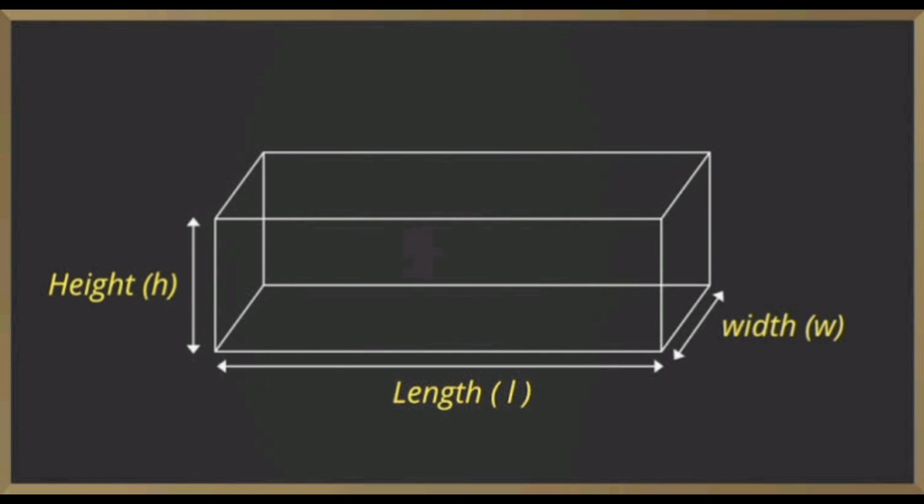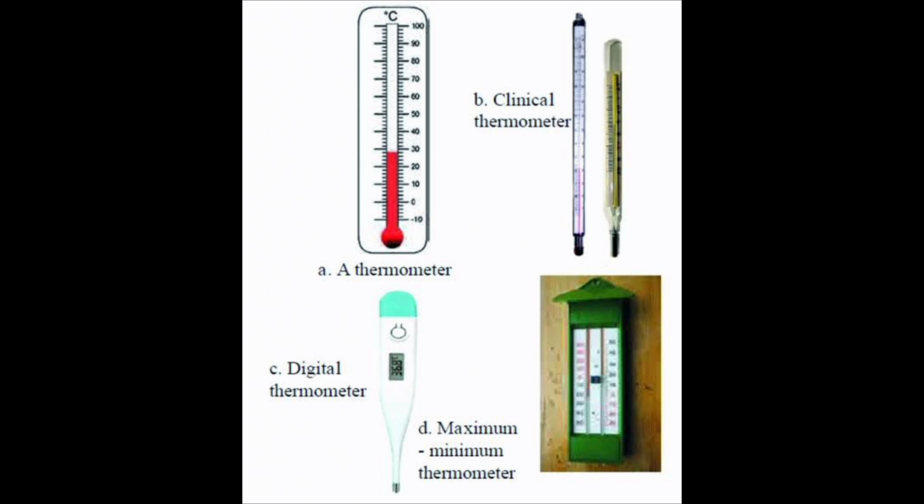Clear? So you know what fundamental and derived units are, and we have just gone through the various measuring instruments. Now we move on to accuracy and precision. Accuracy is the closeness of a measured value to the actual value.